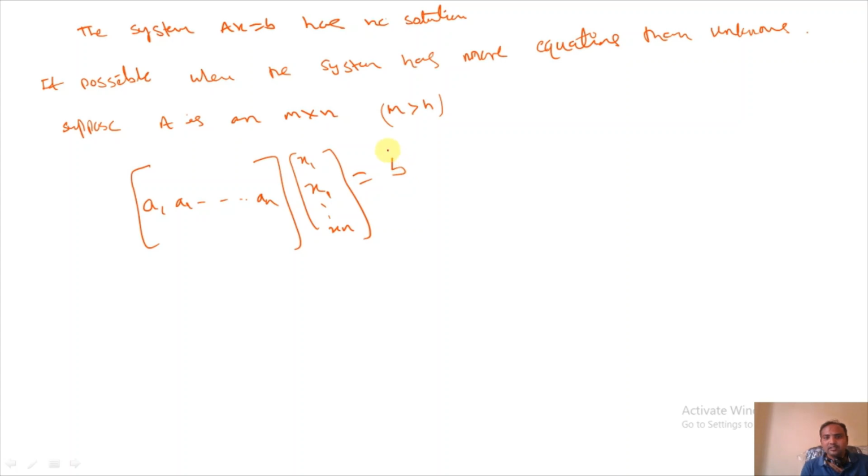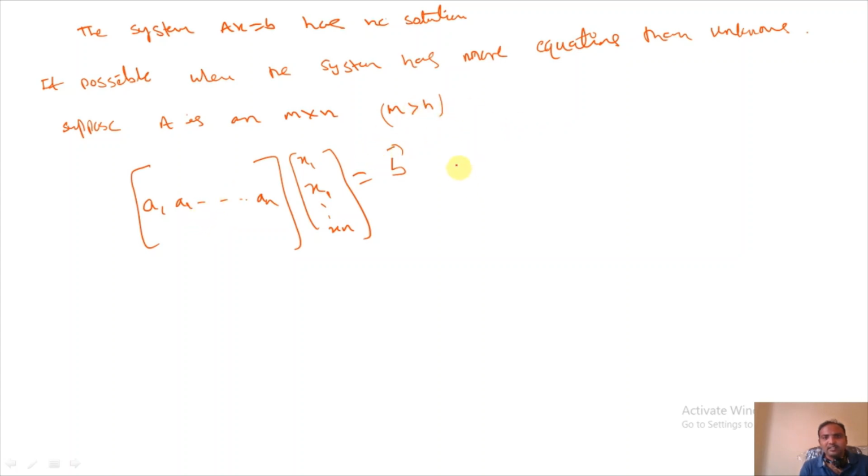If this system has a solution, it means b lies in the column space of matrix A. That means b is a linear combination of these columns. No solution means b does not lie in that column space.